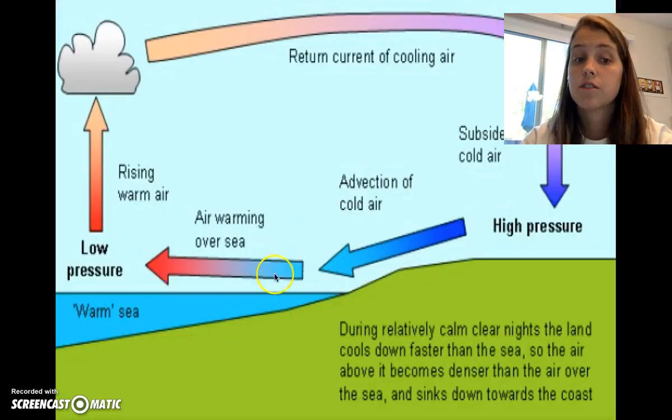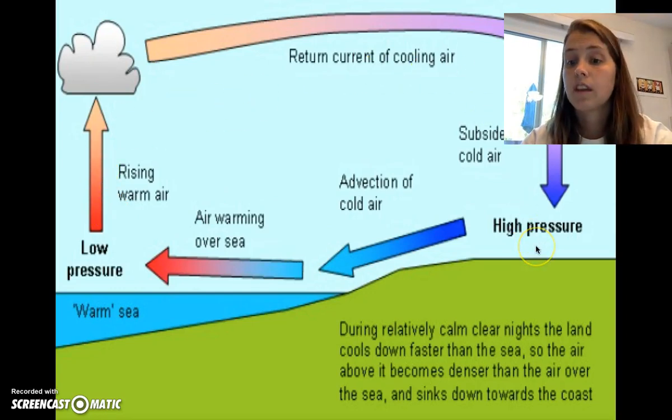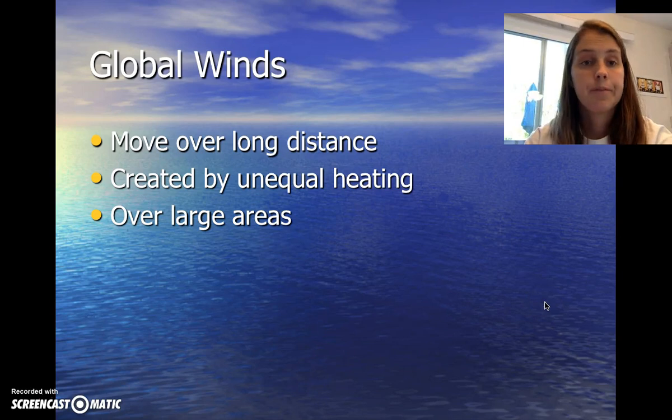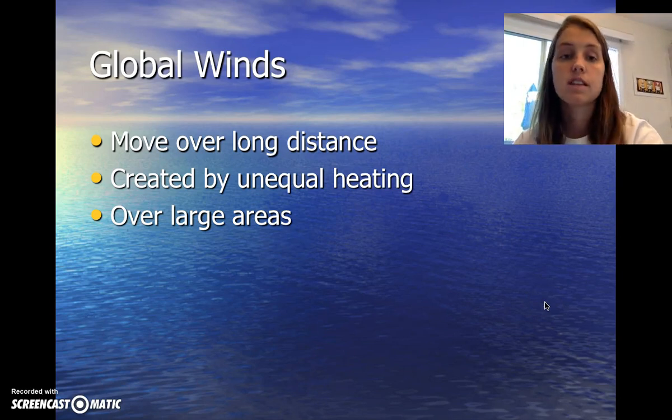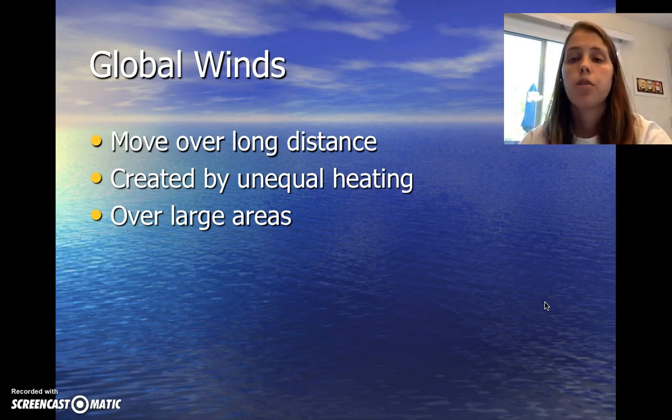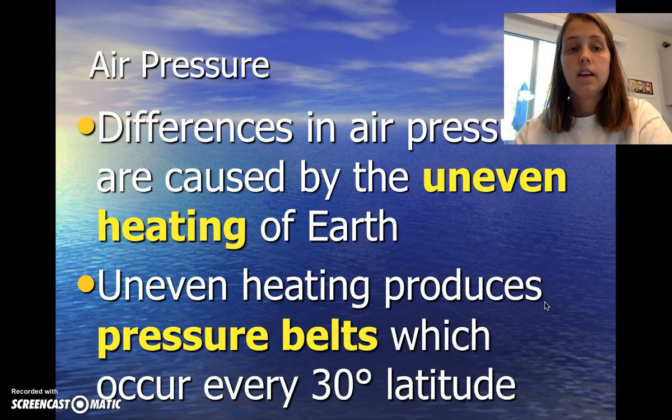So on any given day, you'll see both of these local winds that occur, especially when you are right next to a body of water and a piece of land. So the other type of winds is the global winds, and these move over a long distance and are created by unequal heating over large areas.